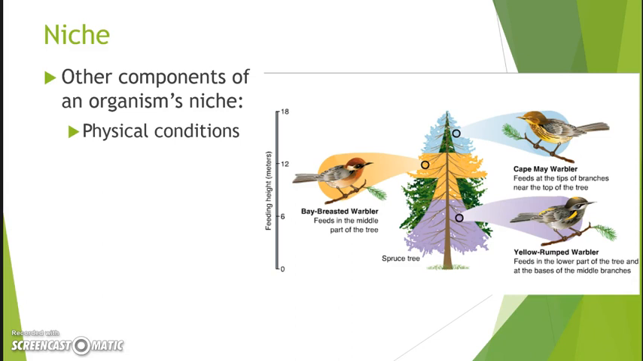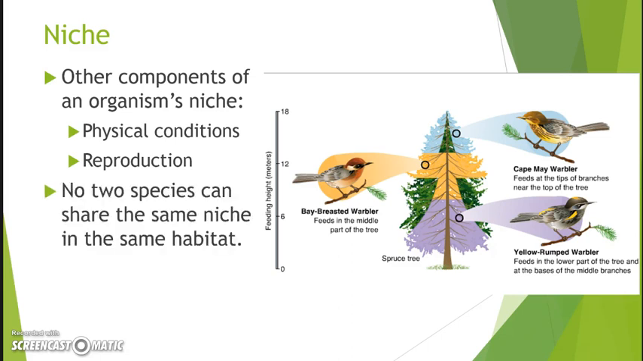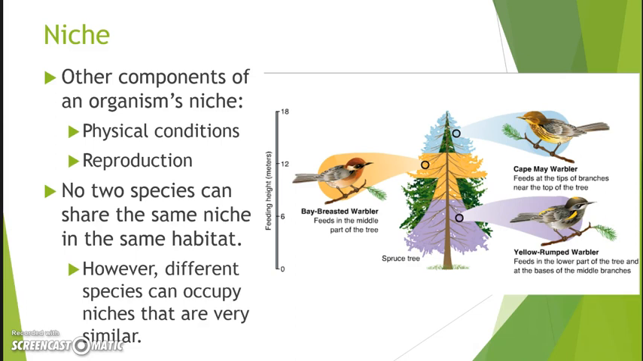So back to niche and what it includes. Physical conditions and reproduction are also included, which I didn't list on the last slide. And just like I just said, no 2 species can share the same niche in the same habitat. However, species can occupy niches that are very similar, such as the 3 warblers on the screen living in different parts of the spruce tree.